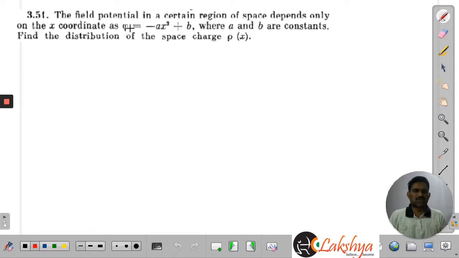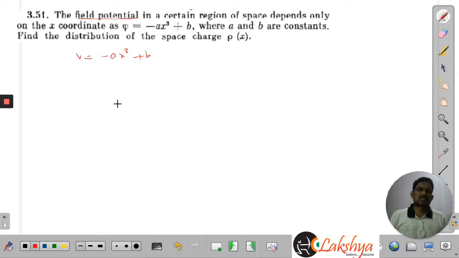That means this is not the flux here. Remember, this is the electric potential. So what they are giving here is the electric potential, and I am taking that as V only, so that there is no confusion for you. So V, this potential, is equal to minus ax cube plus b. This is the potential given there.